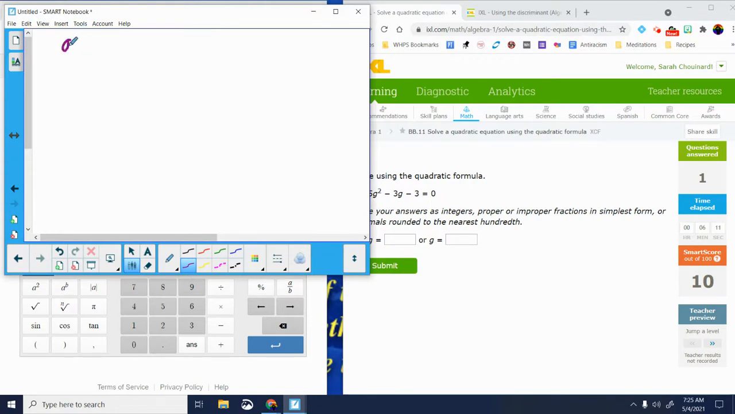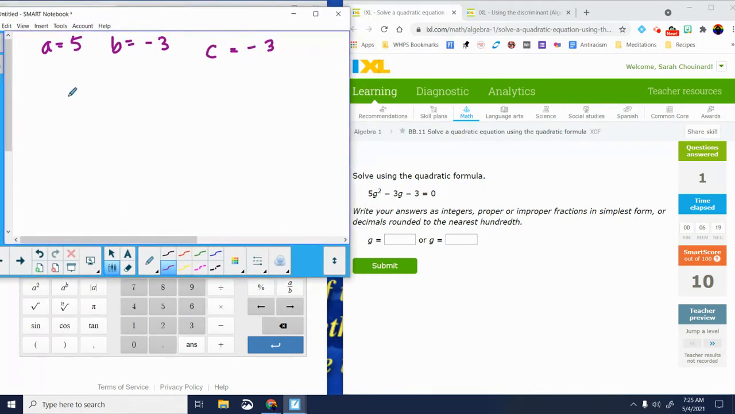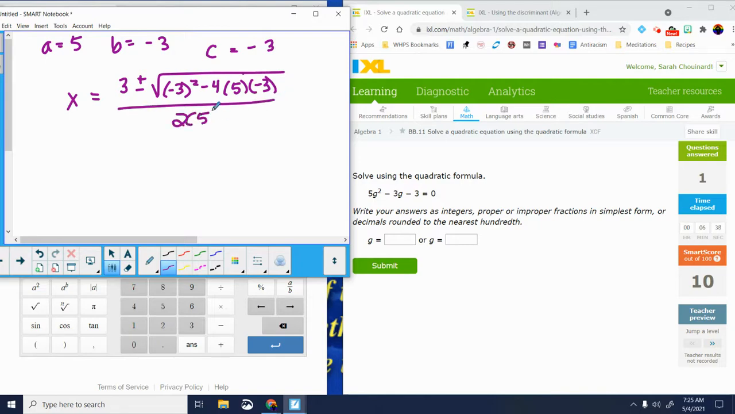So let's take a look at this next one and do the quadratic formula to solve for G. In this case, A is 5, B is -3, C is -3. And that's going to give me +3 because the formula is -b. So since b is -3, it turns positive, plus or minus the square root of b squared minus 4 times a times c all over 2a.